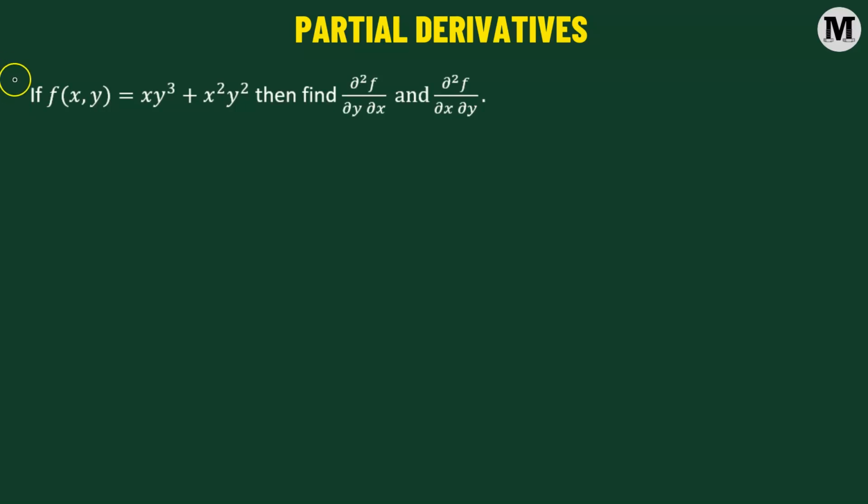So here we have a function f of two variables x and y. It's given by xy cubed plus x squared y squared. Then we need to find the second partial derivative of f with respect to x and y. Okay, we'll try to understand it step by step.